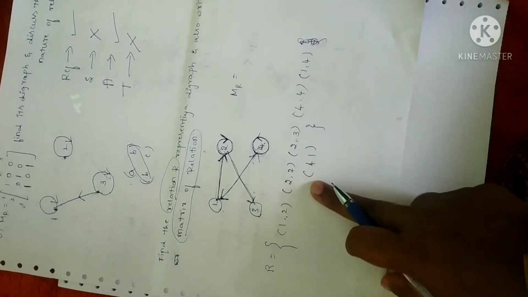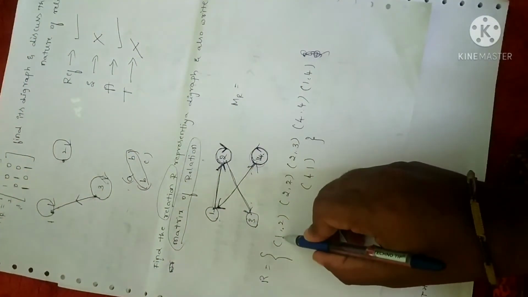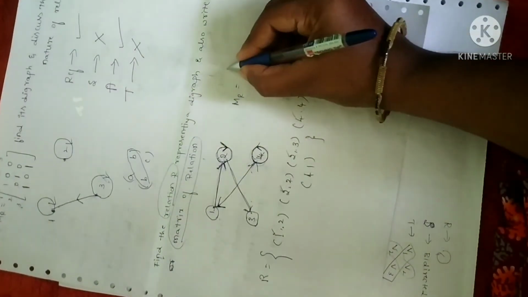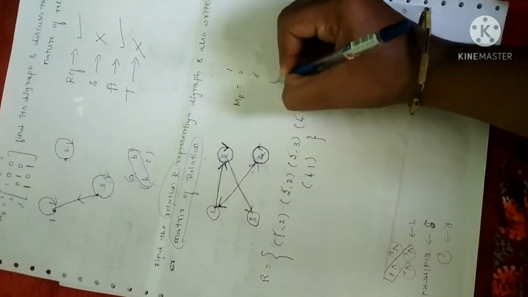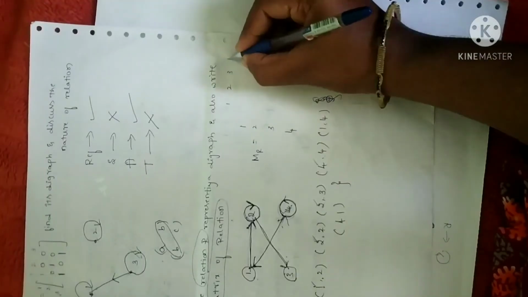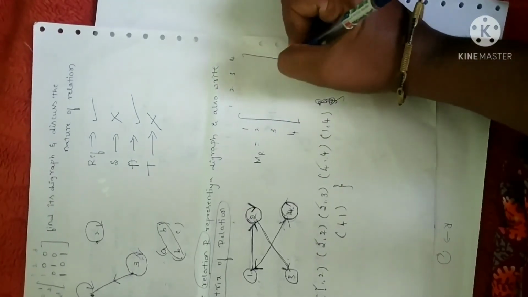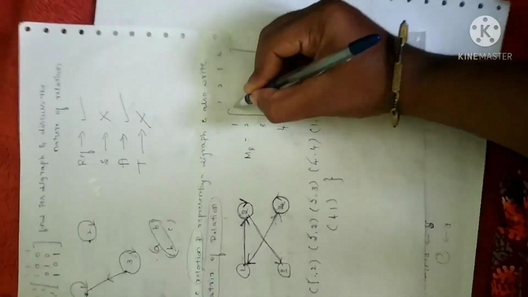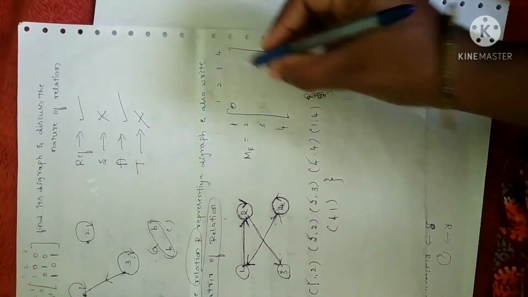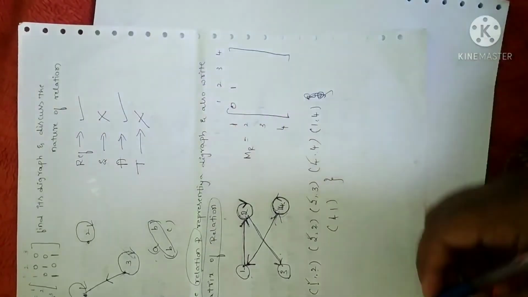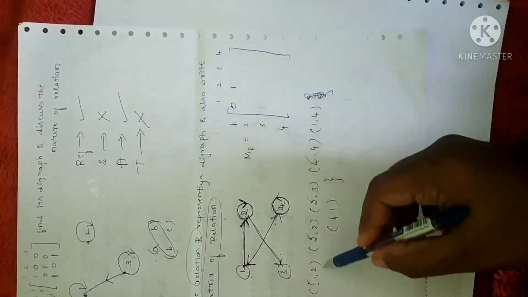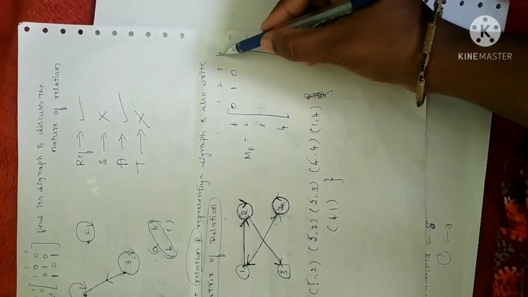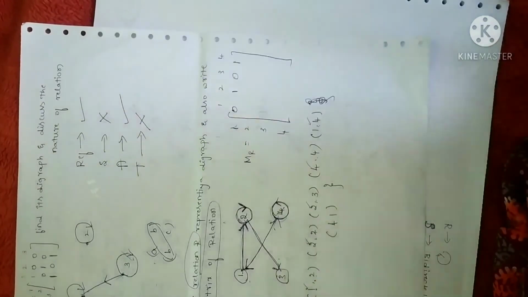Now, I am going to represent the same in a matrix. How can I write it? I have 4 elements, so let me write 1, 2, 3, 4 here, and again 1, 2, 3, 4, just for your reference. Now, go to the relation. Do we have an element 1, 1? We don't have it, so it is 0. Do we have an element 1, 2? Yes, we have, so make it 1. Do we have an element 1, 3? No, so make it 0. Next, do we have an element 1, 4? Yes, we have, so make it 1.